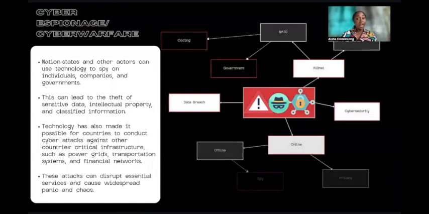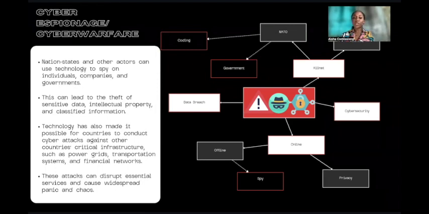Now, cyber espionage and cyber warfare. This occurs when nation states and actors utilize technology to spy on individuals, companies, and governments. This can lead to the theft of sensitive data, intellectual property, and classified information. Technology has also made it possible for countries to conduct cyber attacks against other countries' critical infrastructure, such as power grids, transportation systems, and financial networks. These attacks can disrupt essential services and cause widespread panic and chaos.